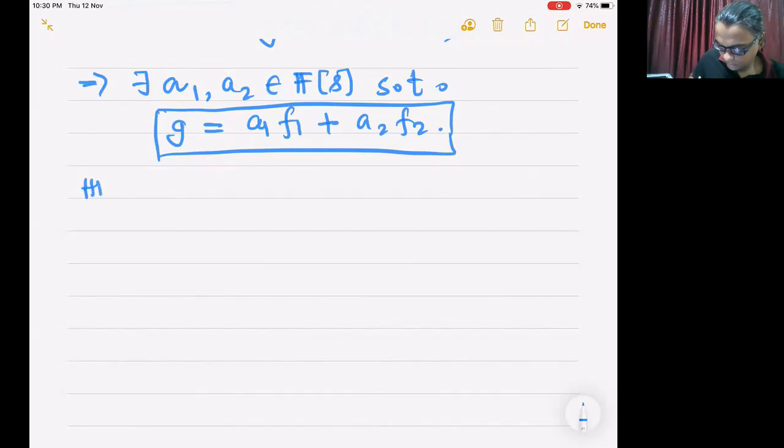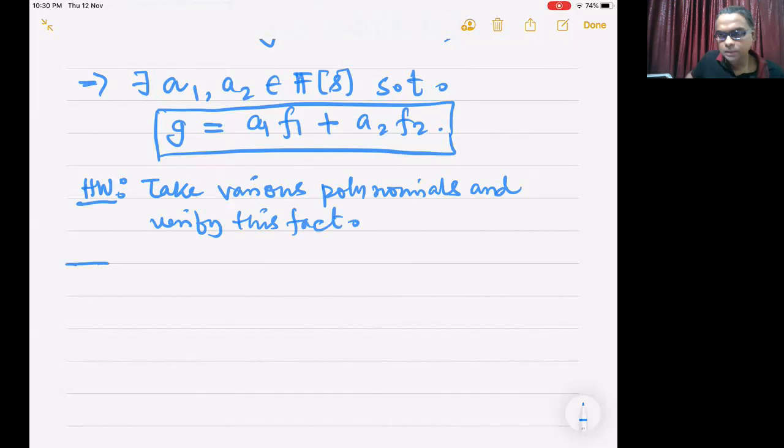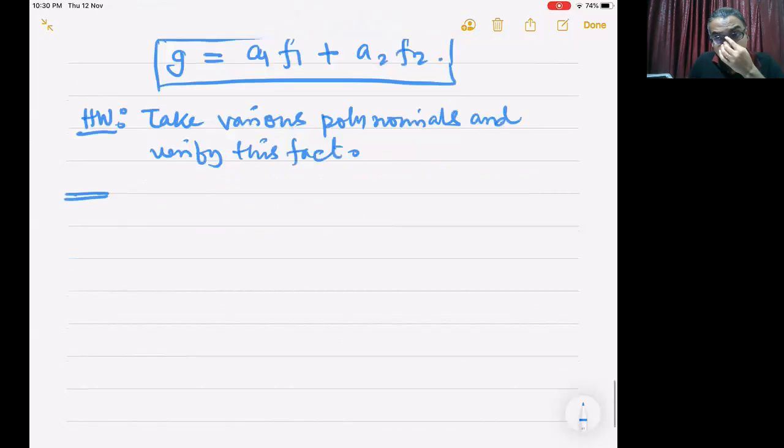Take various polynomials and verify this fact, right? One crucial outcome of this is the fact that if there are two polynomials which do not have any common factors, so their monic GCD would be 1, in that case we would be able to write 1 as a linear combination of the two polynomials. In that case, these two polynomials would be called co-prime.